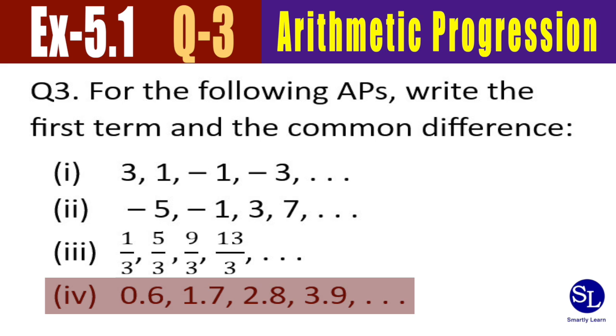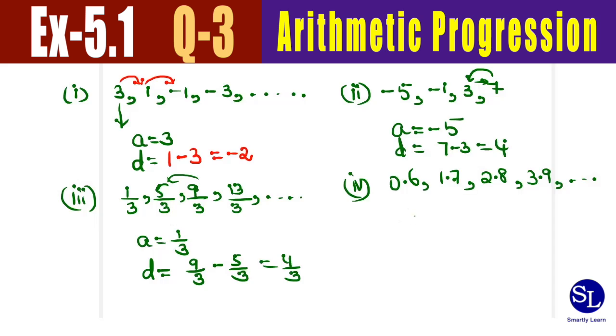Now for the last series here, the series is 0.6, 1.7, 2.8, 3.9, and so on. So a is going to be the first term, so 0.6. d is going to be the subtraction of any two terms. So I'm going to take the third term and subtract the second term from it: 2.8 minus 1.7, which is equal to 1.1. So the common difference is 1.1 and the first term is 0.6.